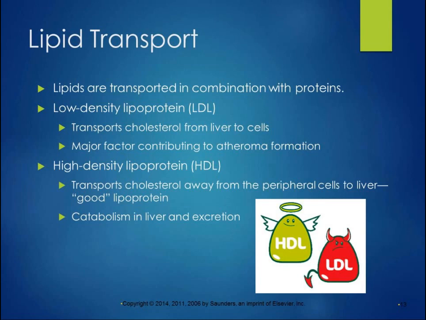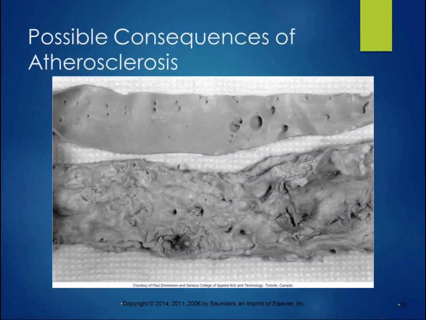So when you get your total cholesterol results, it's the LDL plus the HDL. They usually want you to be under 200 for total. And then there's a certain proportion of LDL to HDL that they want you to have, so that LDLs can't be too high and the HDLs can't be too low.